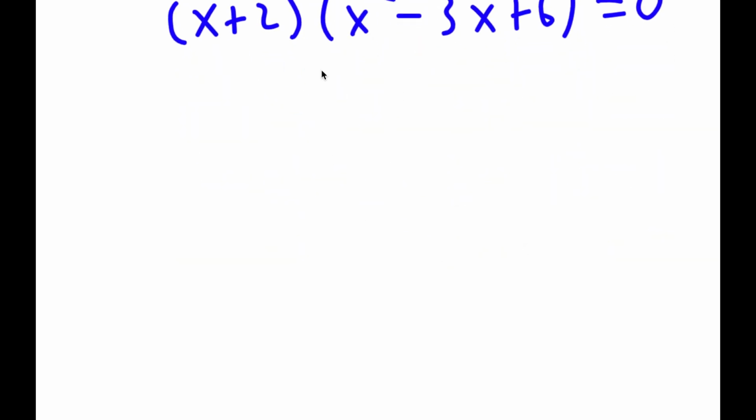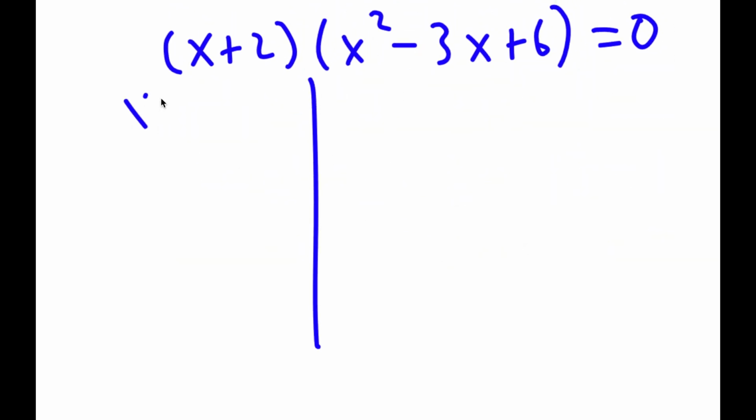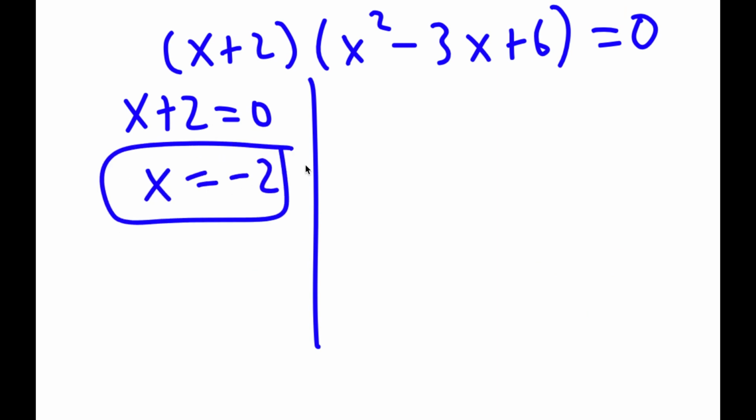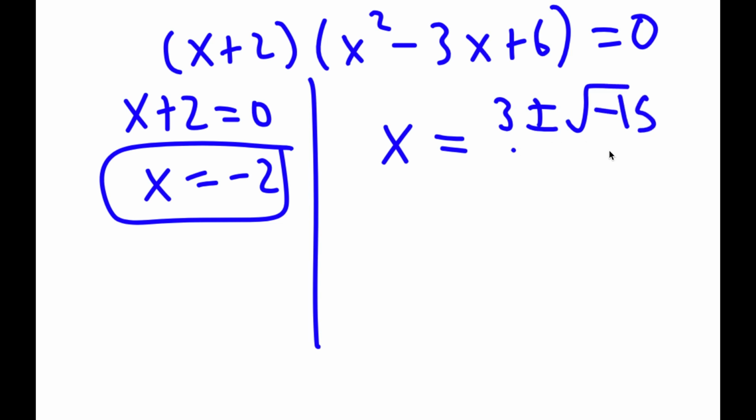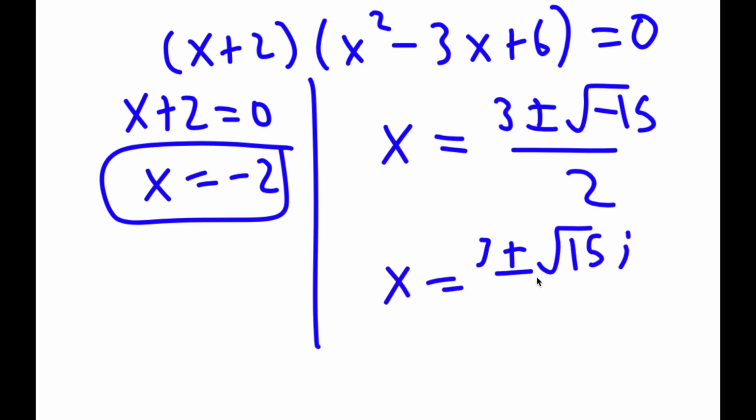So now I have two equations. x plus 2 is equal to 0, which we already know that x is negative 2. We already know this is a solution. And x squared minus 3x plus 16 equals 0. And if I go ahead and solve this by the quadratic formula, I get that x is equal to 3 plus or minus the square root of negative 15, over 2. And the square root of negative 15 is the same thing as the square root of 15 times i, over 2.